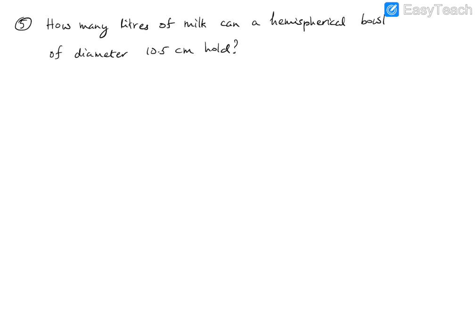So you have to understand what is being asked, because sometimes we are asked indirectly, as in this case here. We are asked to find the quantity of milk that can be contained in a hemispherical bowl. In other words, we have to calculate the volume of the hemispherical bowl. The amount of milk that can be contained is the same as the volume of the hemispherical bowl, and we know the formula for it.